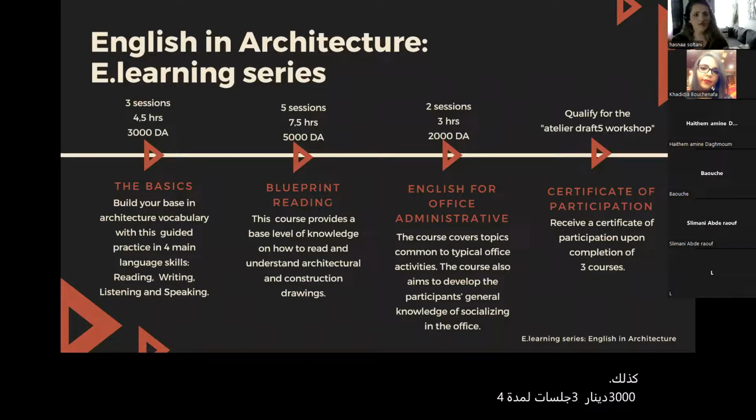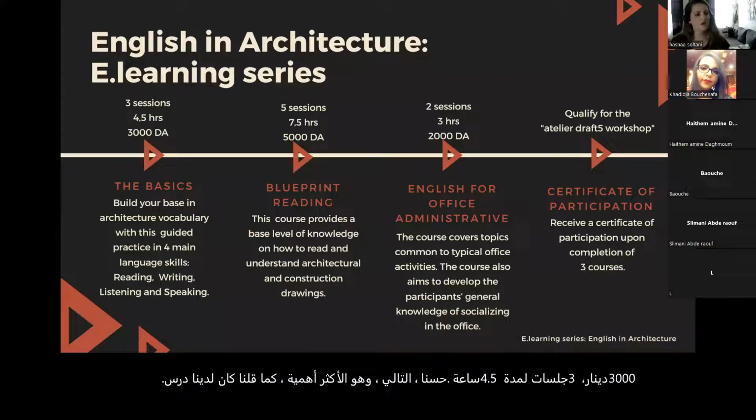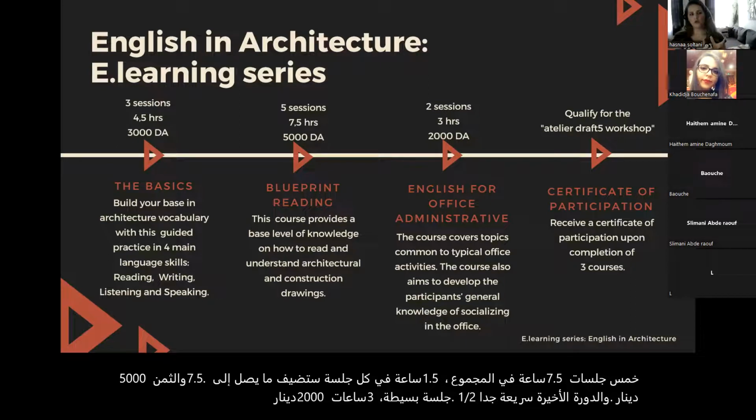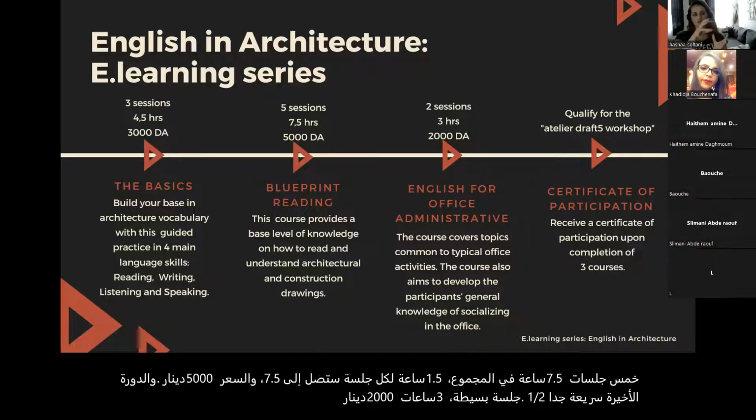Okay, the next one, which is the most important as we said, really needs a lot of time because it has a lot of information, to at least master it well. 5 sessions, 7.5 hours in total, 1.5 hours each session. That will add up to 7.5, and the price is 5,000 dinars. And the last course is a very quick, simple one: 2 sessions, 3 hours, 2,000 dinars. So this is the total of the classes and how much you're going to be paying for each one.